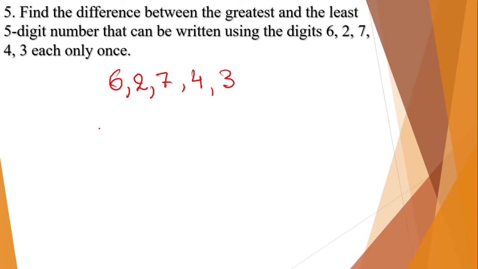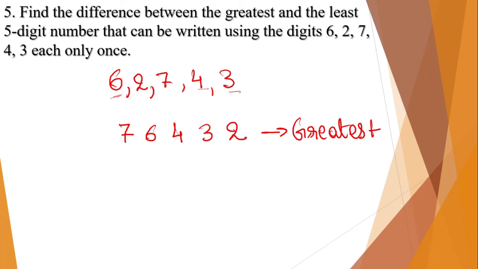So then we should arrange the numbers from big number to small number. Then here the greatest number is 7. So 7 will come first, and then we have 6, and then we have 4, and then 3, and the last number is 2. Now let's find the least digit. So this is the greatest digit. Right. So this is the greatest digit. Now let's find the least digit.